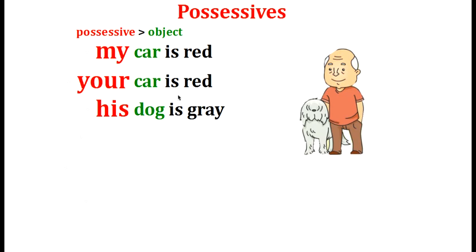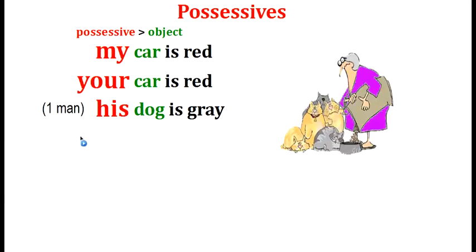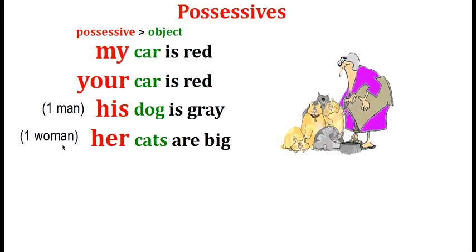His dog is gray. Now, his is the possessive for one man or one boy. So this is a man, and this is his dog. His dog is gray. Or her. Her cats are big. Her we use for one woman or one girl. So this is a woman, and these are her cats. So her cats are big.